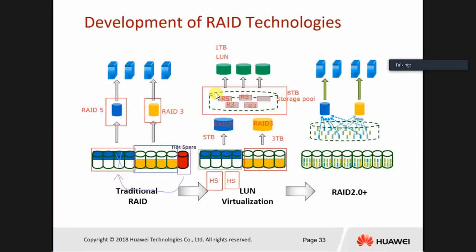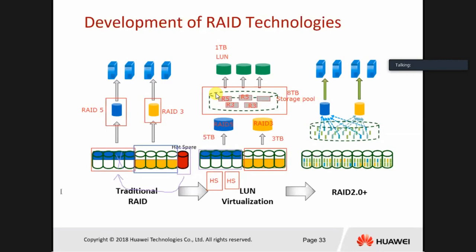Okay, so the same thing, hot spare in the LUN virtualization, you still need to plan it manually yourself. That means there are 8 disks over here, this number 9, this number 10. You still need to mention that number 9 and number 10 are hot spares. If you don't mention this, you will not have any hot spare. Okay, so this is LUN virtualization.